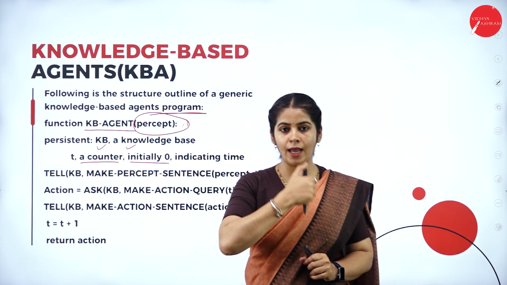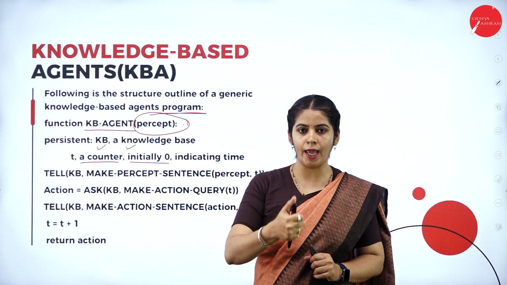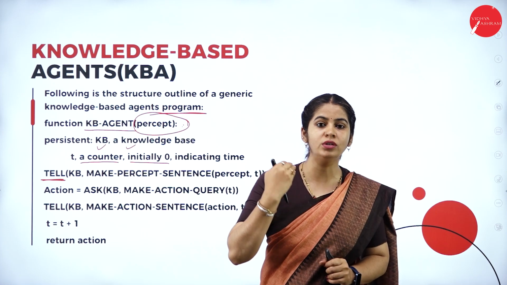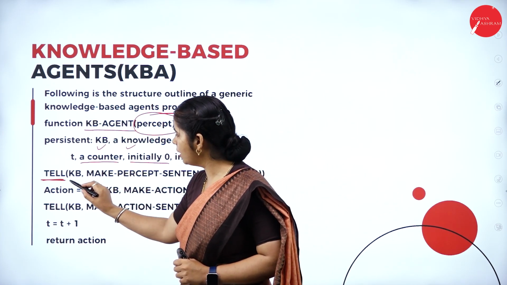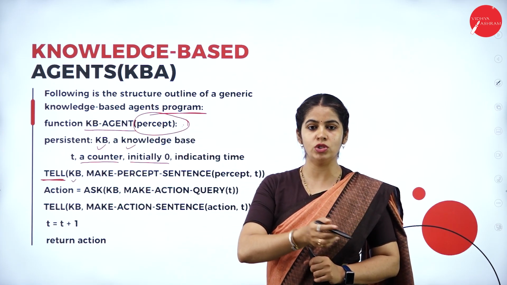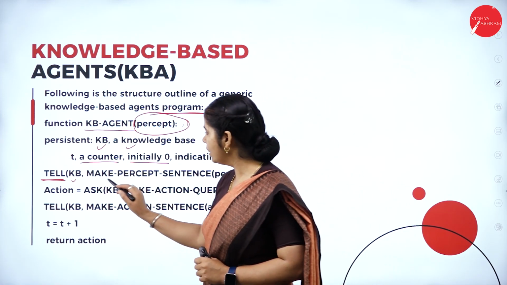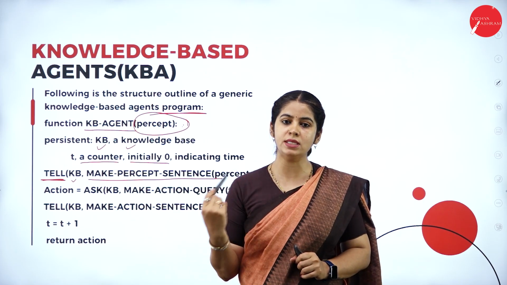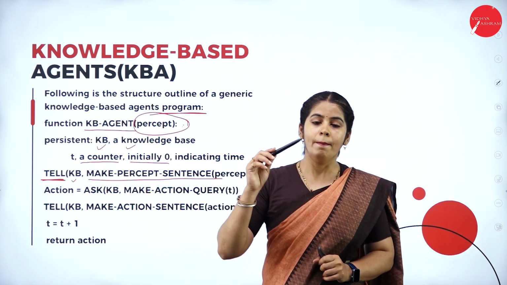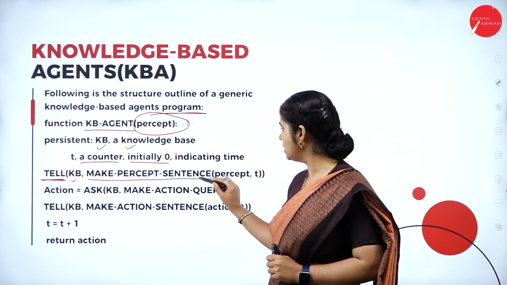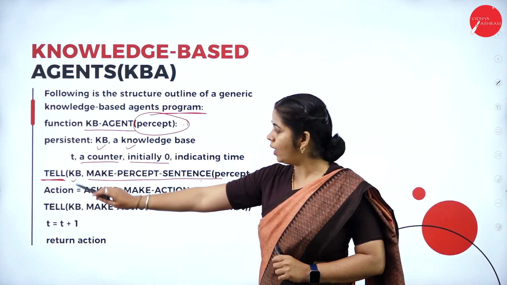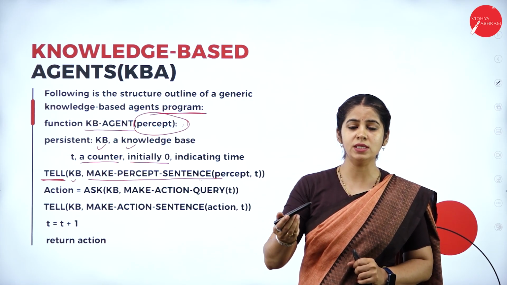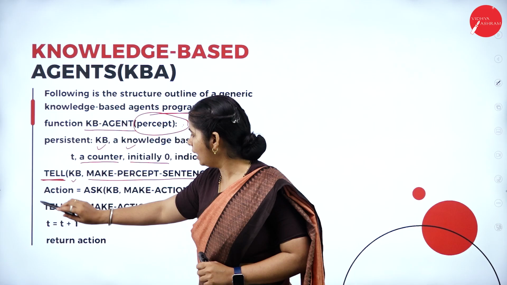Then what is the first action he should do? The first action the agent should do is the tell action. So we have to call the function tell. In that tell, what am I giving? I'm giving the knowledge base which is already there with us, and then making the perception into sentences. Whatever he is perceiving in the current situation, make it in sentence format and pass it as an argument to the tell function. Once it is telling the knowledge base, it again takes an action.